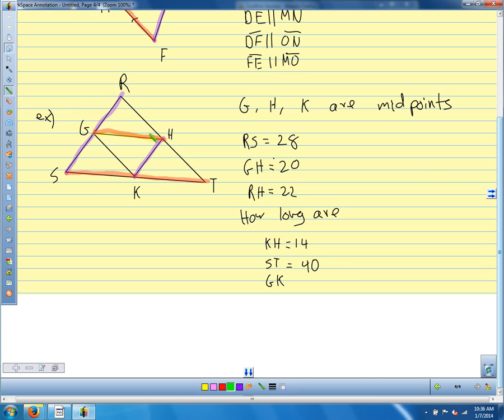And let's look at the last one, RH is 22. Well, which segment is segment RH related to? GK. And if RH is 22, how long is GK going to be? Has to be 22 also. Because this is half as long as this whole side, and this is also half as long as the side. So GK has to be 22.